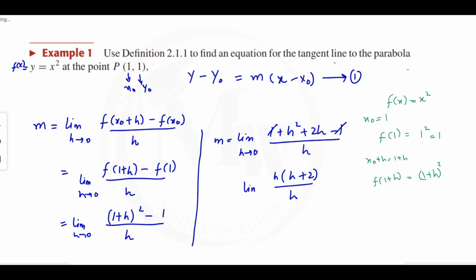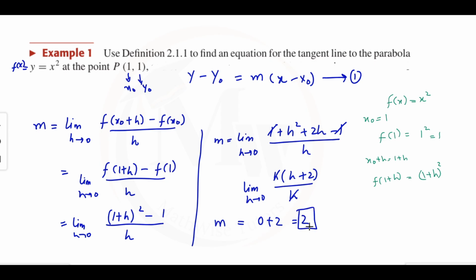Our task is to remove h from the denominator because h approaches 0. If you plug in 0, the denominator will be 0, which is undefined. So we need to simplify. h is cancelled out, and what is left is h plus 2. Now plug in h equals 0, which gives 0 plus 2, and that is only 2. So this is actually the slope.